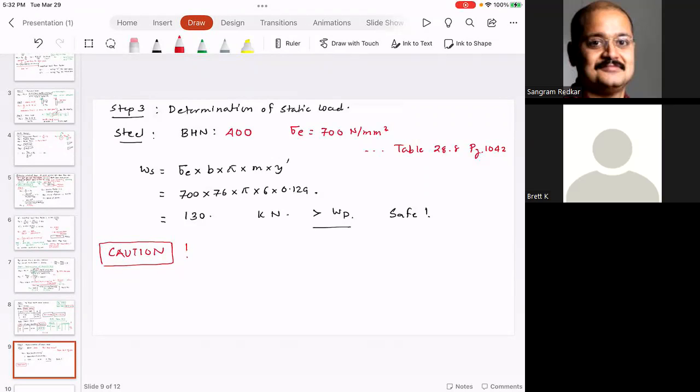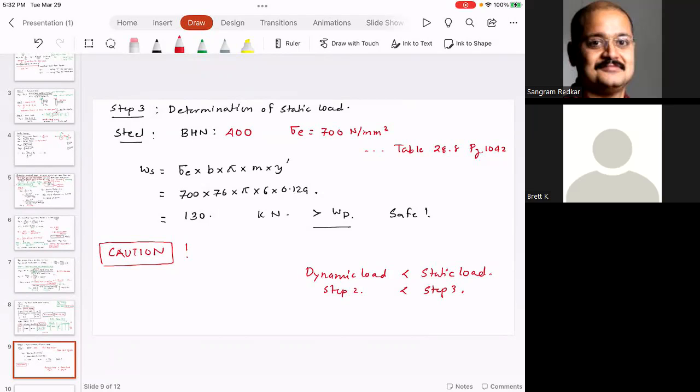is less than WS. So you are welcome to choose the lower value of BHN, but in case the design fails, in case the static strength is less than the dynamic strength, then you should be prepared to increase the value of BHN so that at the end, dynamic load must be less than static load. So the dynamic load calculated in step 2 should be less than the static load calculated in step 3.